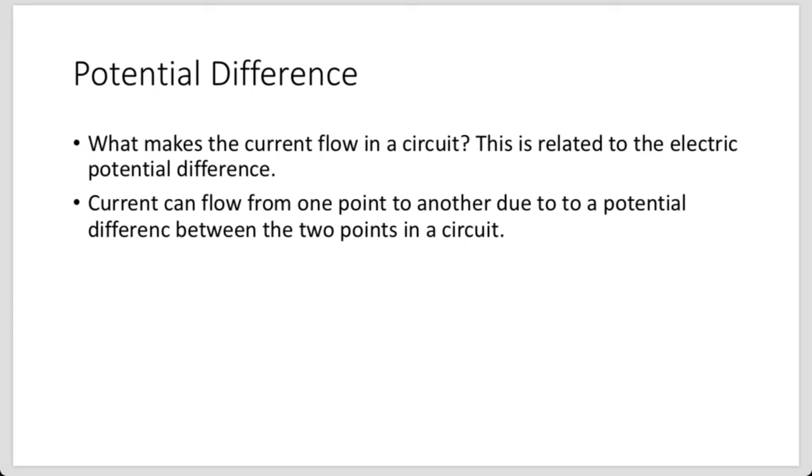Okay, in Form 2, I think the exact definition is voltan ialah beza upaya di antara dua titik. Beza upaya, or potential difference. What is the potential difference between 2 points? So the question here is what makes the current flow in a circuit? This is due to the electric potential difference. So current can flow from one point to another due to a potential difference between the 2 points in a circuit.